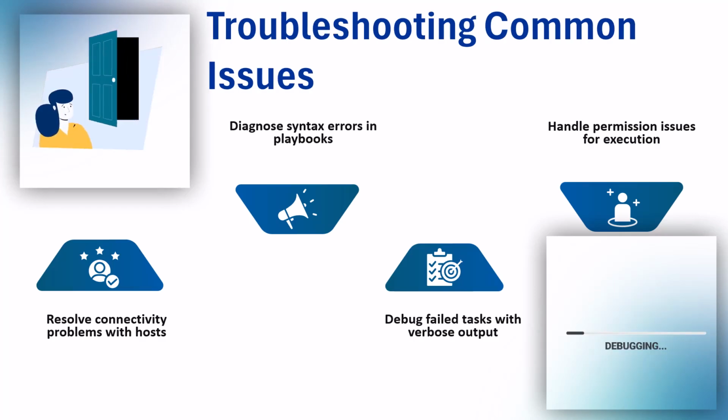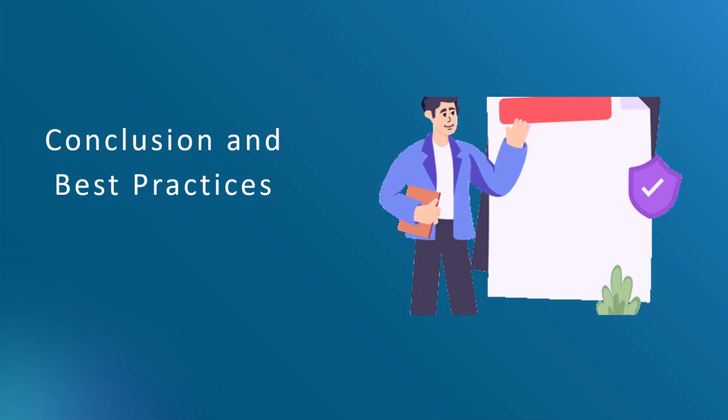Troubleshooting Ansible issues, because things break and that's life. Syntax errors, they're usually lurking in YAML indentation. Fix them before Ansible throws a tantrum. Permissions, make sure users can actually execute tasks. Connectivity issues, always check SSH and inventory configurations. And when a task fails, go verbose. Debugging is much easier with actual details, and that's a wrap.